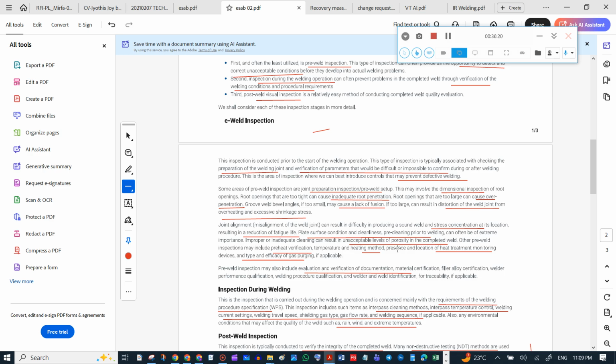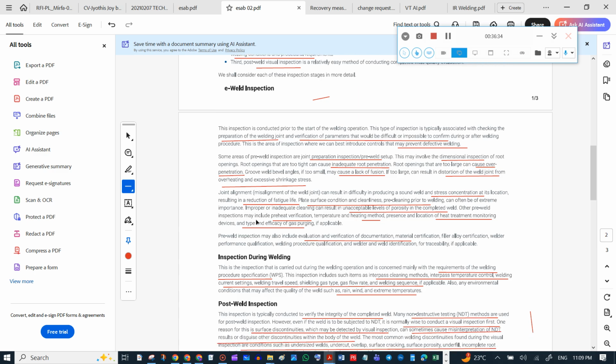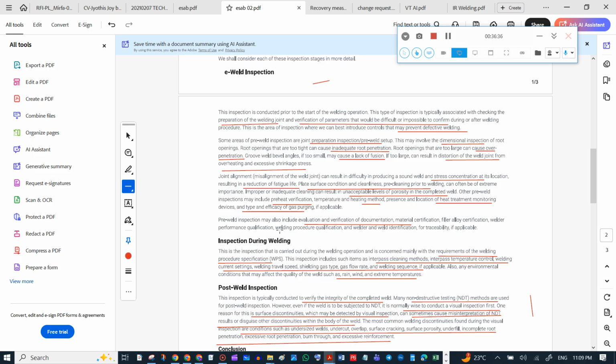unacceptable levels of porosity in the completed weld. Other pre-weld inspection includes preheat verification, temperature, heating method, presence and location of heat treatment monitoring devices, and the type and efficiency of gas purging, if applicable. So pre-weld inspection includes evaluation and verification of documentation, material certification, filler alloy, welder performance qualifications, welding procedure qualifications, and welder and welding identification for traceability and all.